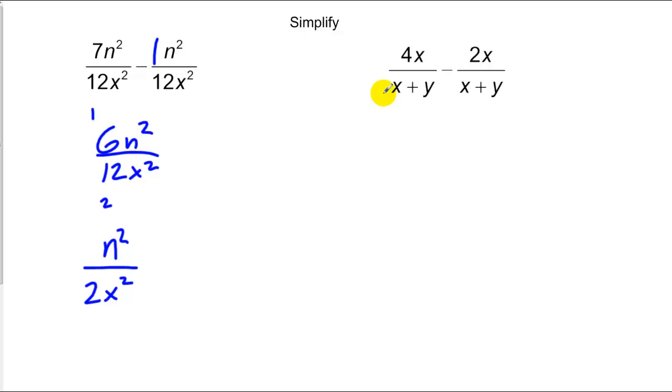Here we have a common denominator that's a binomial. Doesn't change anything as long as they are common denominators. I can add or subtract the numerators, and I have like terms up top. In this case, 4x minus 2x is 2x over x plus y. Now you'll notice I have an x in the numerator and an x in the denominator, but this x is not a factor, so I can't reduce it with the x in the numerator. This is completely simplified.